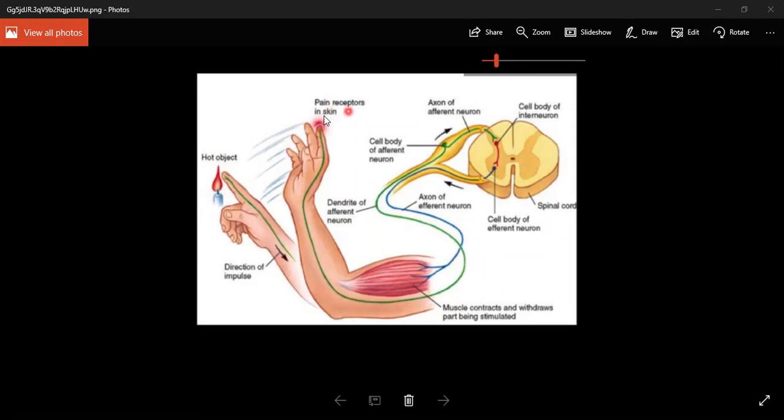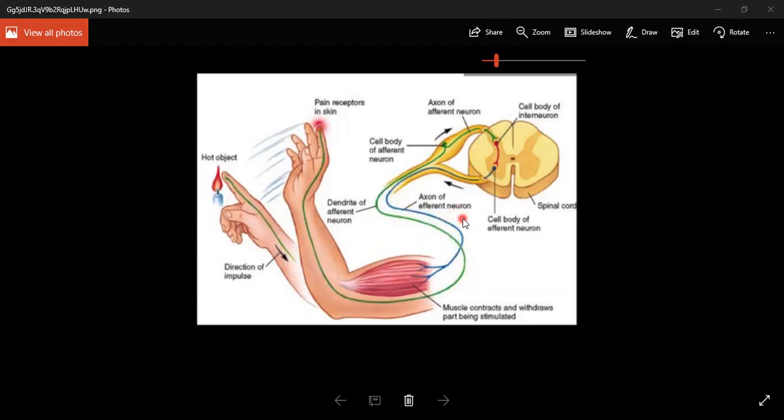Here also there are pain receptors in the skin, and the message is passing. Where is it passing? This is the spinal cord. It could also be the brain, but whether it goes to the brain or the spinal cord, we will study later. That is different. Then the message is passing. Here the cell body is present, the message in green color. This is the cell body of the interneuron, and the message is passing in that. Then this is the motor neuron. The motor neuron takes that sense, and the blue color is the axon of the efferent neuron.